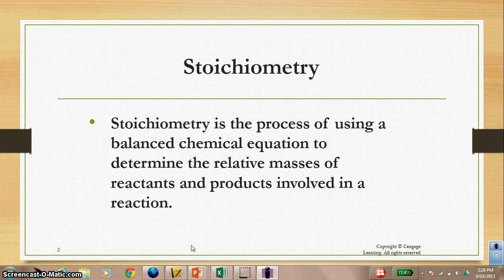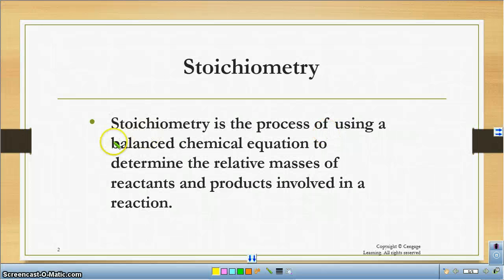Just for a basic definition for review, remember that stoichiometry is the process of using a balanced chemical equation to determine the relative masses of reactants and products involved in a reaction. And the key here is that it's a balanced chemical equation. So make sure it's balanced before you go any further.